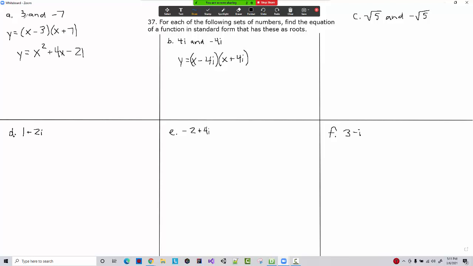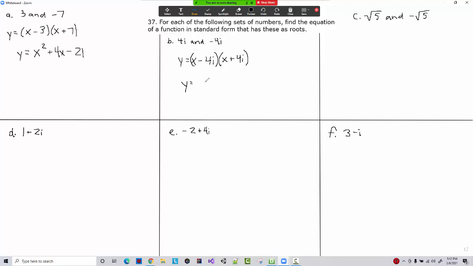So again, keep in mind over here, if x was 3, then my factor is x minus 3. And if x was -7, well, then our factor was x plus 7. So we just do the opposite here. And so that's what we're doing. This is plus 4i or positive 4i, so it's x minus 4i. So now we can go ahead and distribute this.